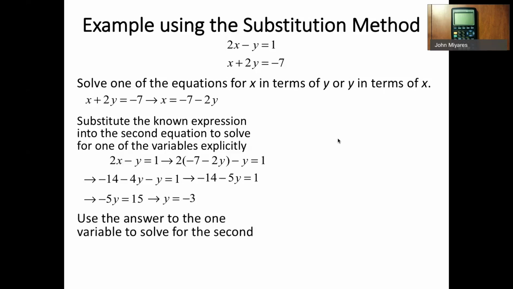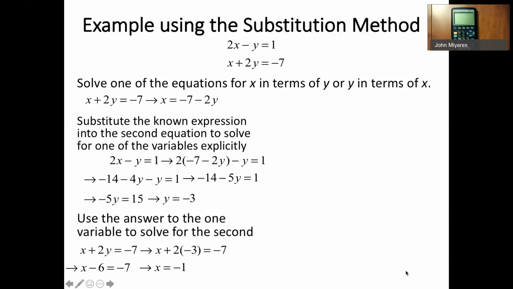Now we'll use this answer and plug it into the other equation so we can solve for x. So if x plus 2y equals negative 7 and y equals negative 3, then x plus 2 times negative 3 will equal negative 7. Multiplying the 2 by negative 3 will give you x minus 6 equals negative 7, which then we can add 6 to both sides of the equation and end up with x equals negative 1.